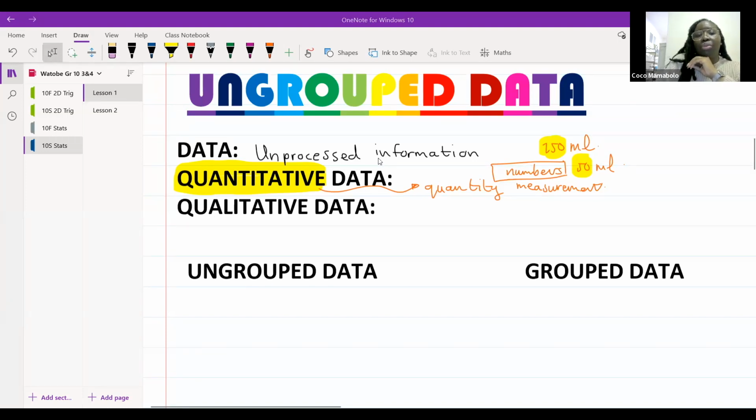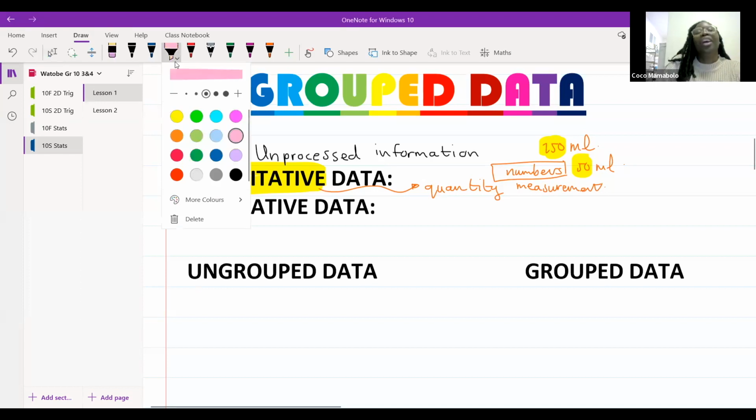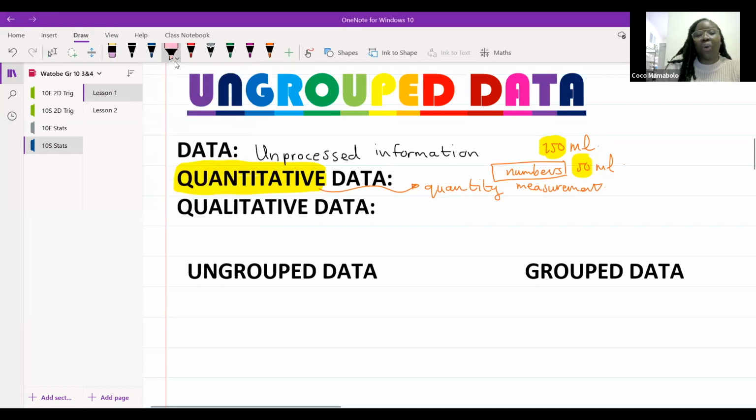Now, what is the root word of qualitative data? Oh, somebody's unmuted. Please mute. Good. The root word is quality. Excellent. Quality. Now, when we think of quality, we're always going to use words to describe quality.